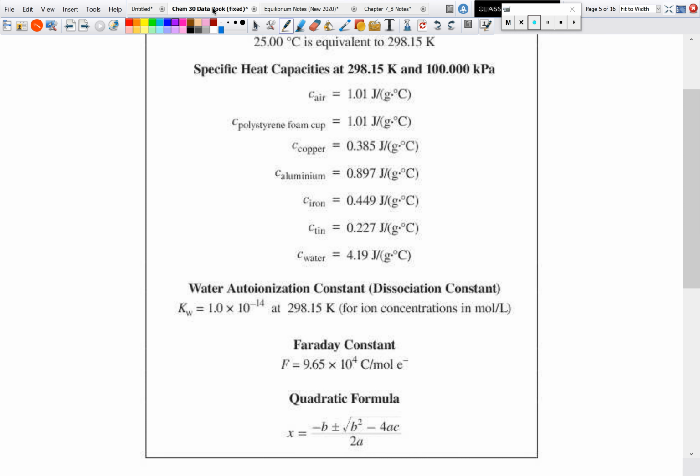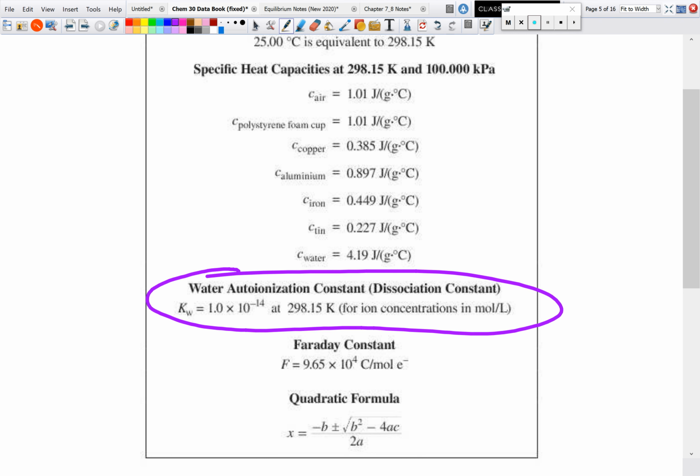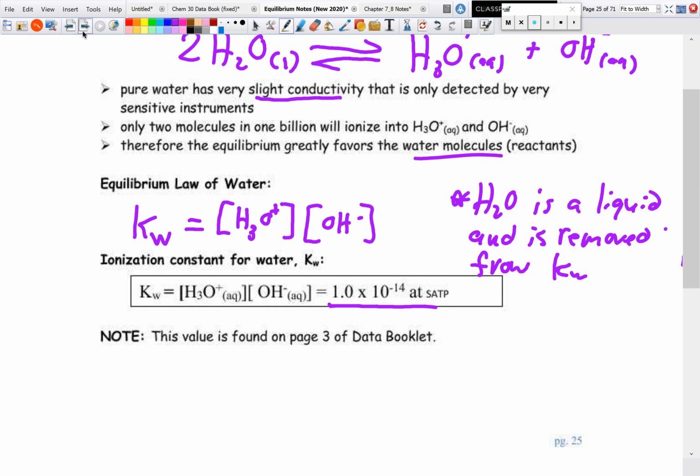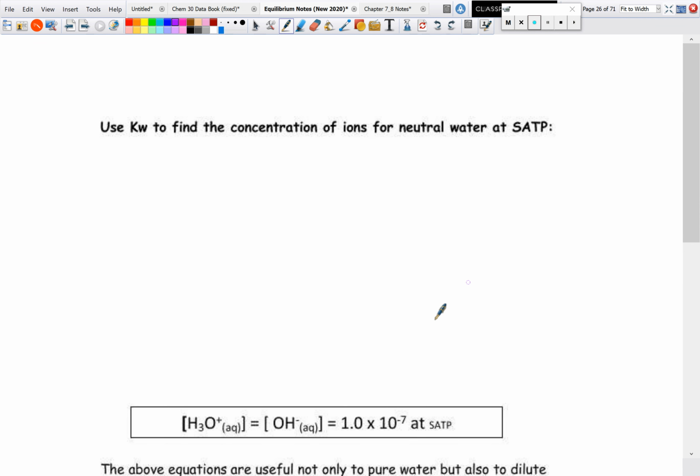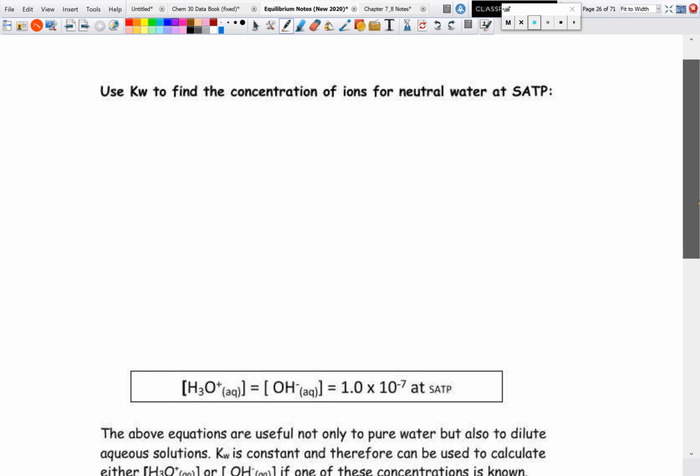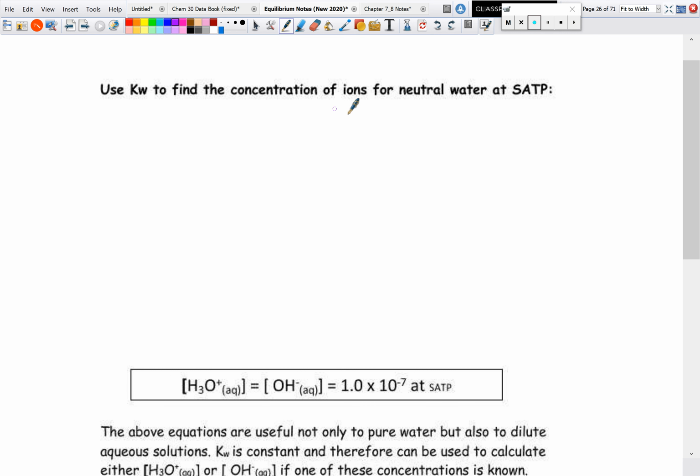This is also found on page 3 of your data booklets, so this is always going to be given to you. The reason we need this Kw, or the ionization constant of water, is that it is going to show up a lot. Using this idea, we can also find the concentration of our ions in neutral water, so at a pH of 7.